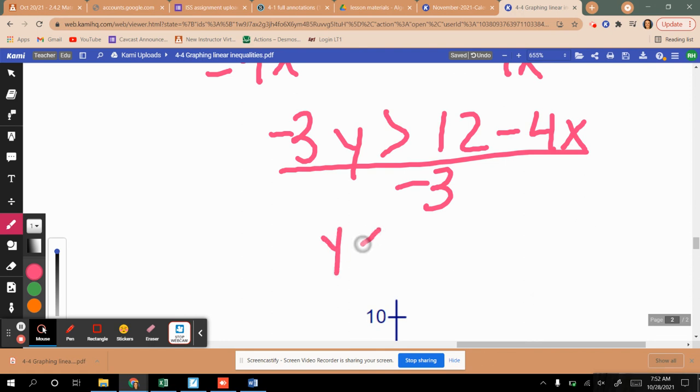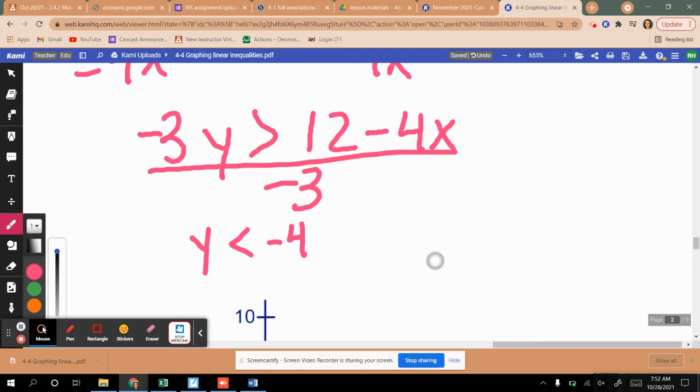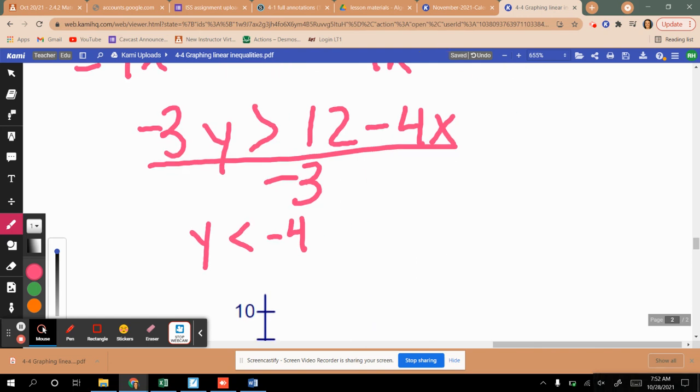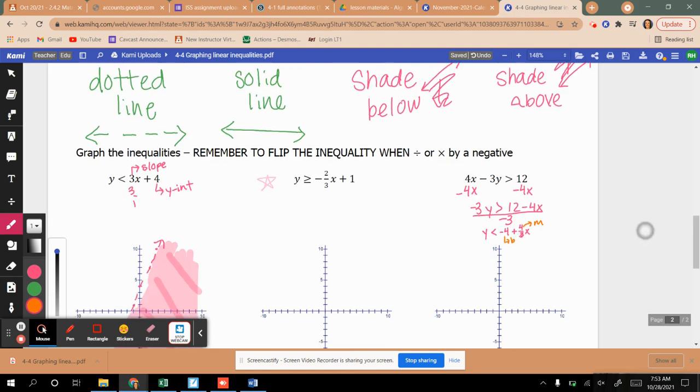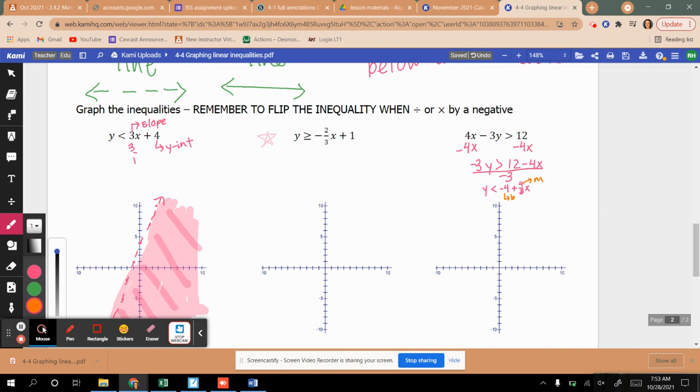So y is less than 12 over negative 3, which is negative 4, minus 4 over negative 3, which is a positive, so plus 4 over 3x. So we're in y equals mx plus b form, a little out of order. So our m is what? Yeah, our m is 4/3 and our b is negative 4. Go ahead and pause your video here and do these next two, graphing them, and then come back when you're finished. Check your work.